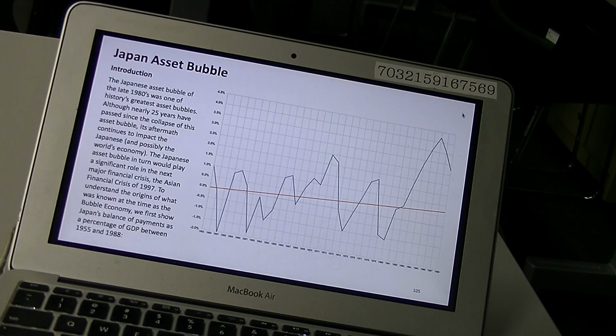At any rate, the first thing I want to do is talk about the balance of payments as a percentage of GDP between 1955 and 1988, and we've come to an end right there. We'll have to close at that.